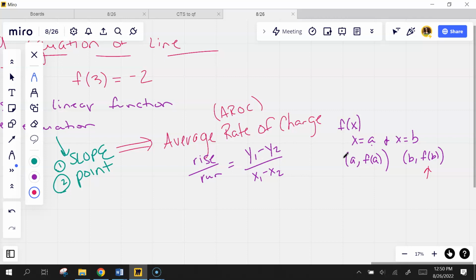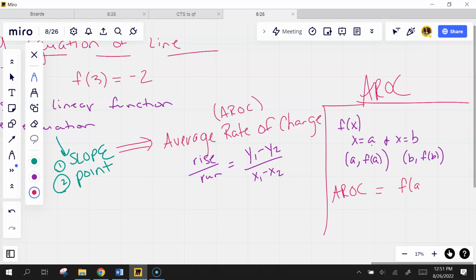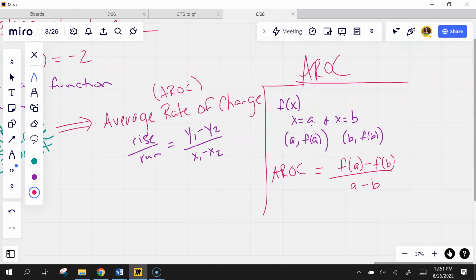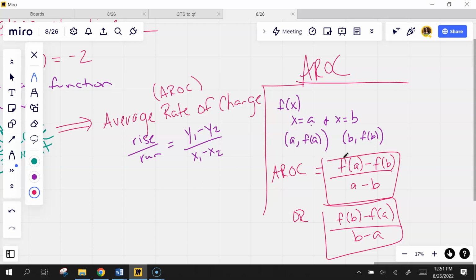Okay? Now I'm going to make it even worse. Based on just this, give me an equation for the average rate of change. Say it again. f of b minus f of a over b minus a. Either of those is acceptable. That is the formal definition for AROC.